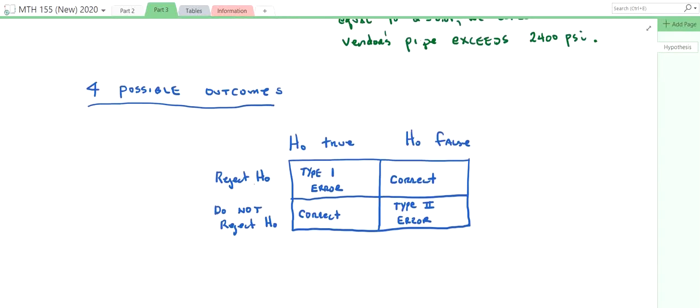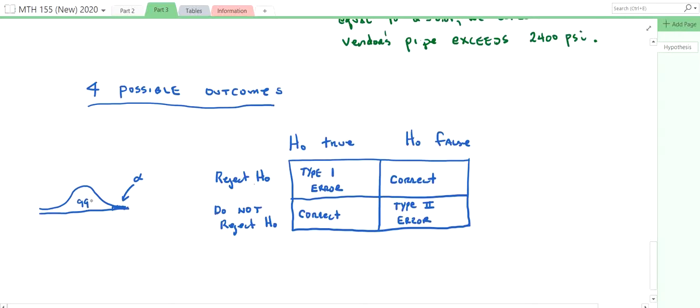So one of the reasons we do this backwards, where we set up a null hypothesis, is because it's easy for us to figure out the probability that we made a type 1 error. And that probability actually is the value of alpha.